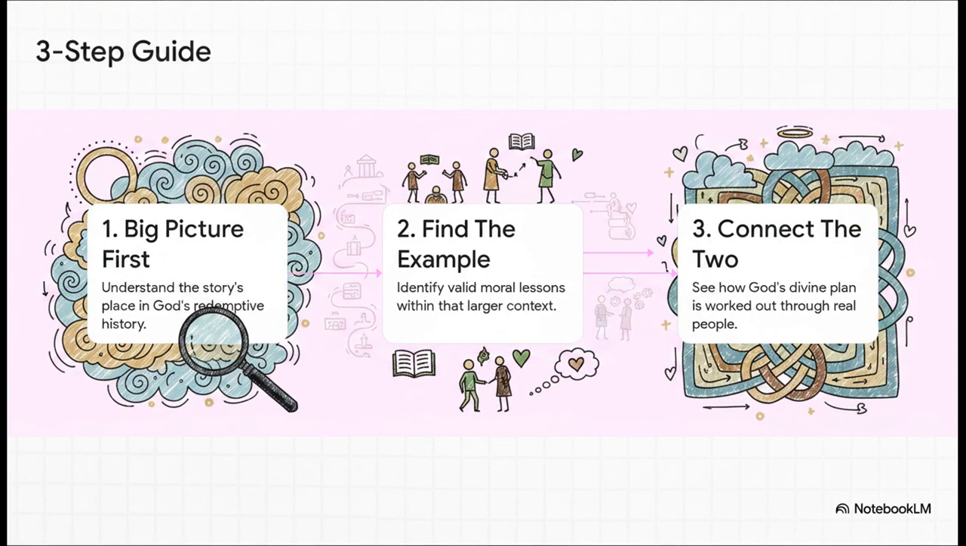So here's a simple 3-step guide to make this practical. 1. Start with the big picture. Ask, what is God doing in his grand plan here? 2. Then you can find the human example. Okay, so what can we learn from the people in this story? And 3, connect them. See the beautiful way God's sovereign plan is worked out through the messy, faithful, and very real choices of actual human beings.